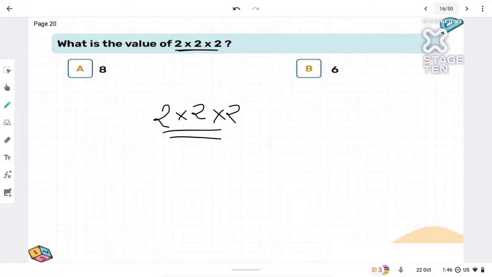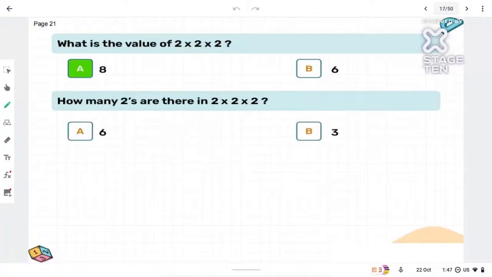Yeah, Deepa says 8, yes, correct. Rajasekri says 8, yes. Then Kevin says 8, yes, correct. Very good, you guys are correct. 2 into 2 is 4, 4 into 2 is 8. So yes, 8 is the correct answer.